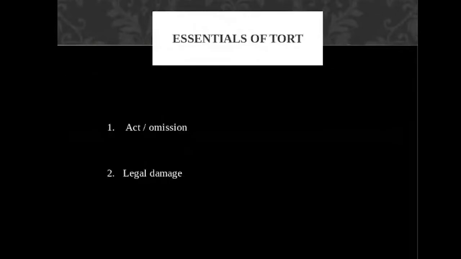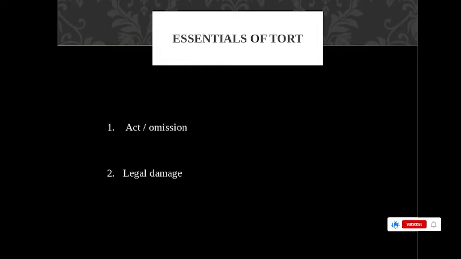There are two important essentials of tort, that is an act or omission, and legal damage. Only when there is an act or omission and a legal damage, we can say that the tort is constituted. So what is an act or omission? To make a person liable in tort, it is required that he must have committed some act or omission in the performance of his legal duty. For example, if somebody is entering someone's property without any lawful justification, or somebody is defaming a person's reputation, there results an act of trespass or defamation.